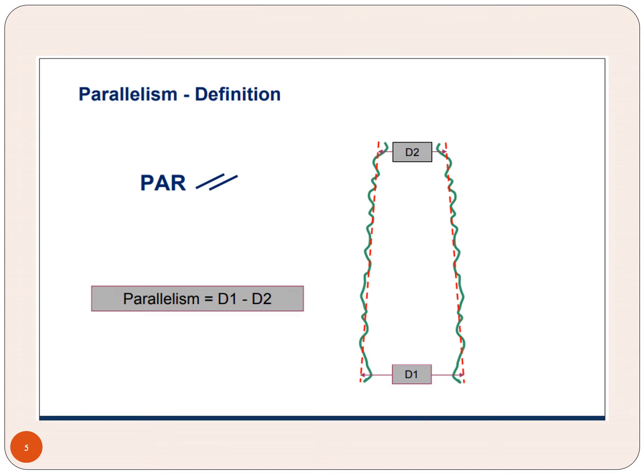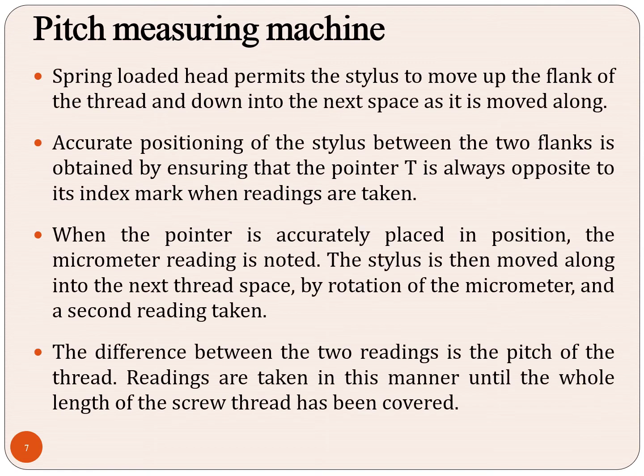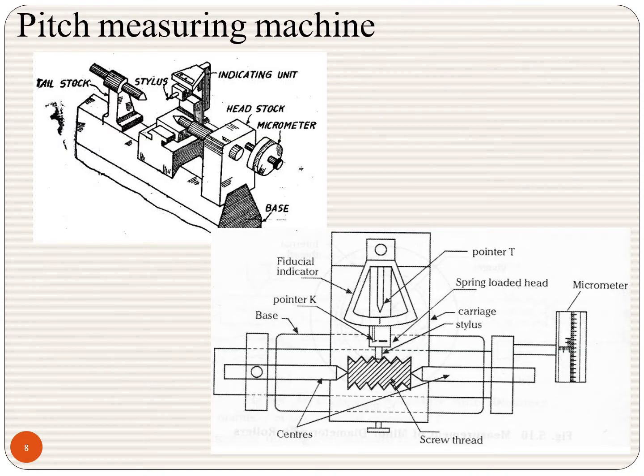That's why we have gone for gear teeth measuring and checking the terminology of gears. Mostly we will be discussing the spur gear. So now look at this pitch measurement. As we have seen in threads, here also we have the pitch. We have the pitch measuring machine, tool maker's microscope, and screw pitch gauge in the case of threads. So this is called the pitch measuring machine. Now look at this. I am putting this for thread. Similarly, we will be having it for gears also.